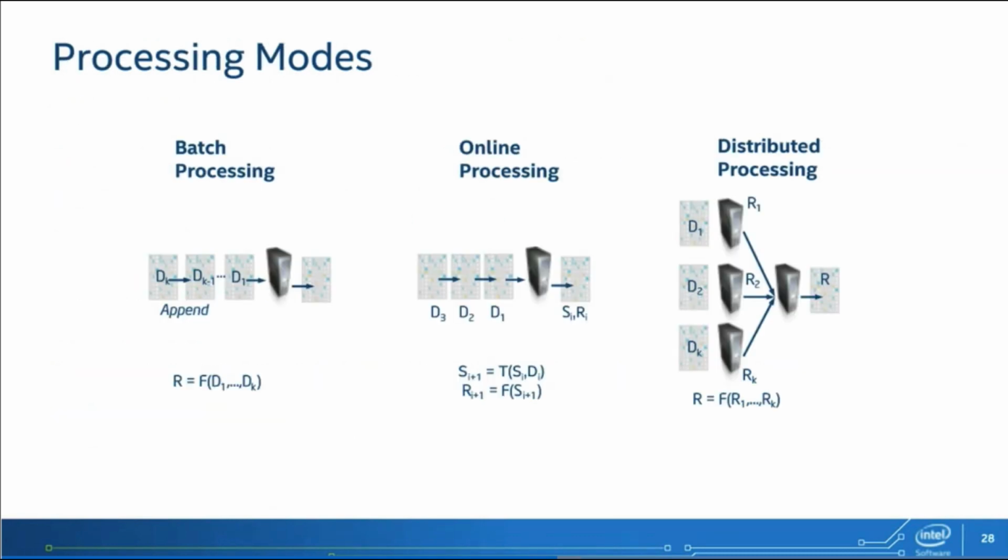So here's three ways that our library works: batch processing, online processing, and distributed processing. The key here is that if you get the library calls down, you can set up the library to work in any one of these ways without any issue.